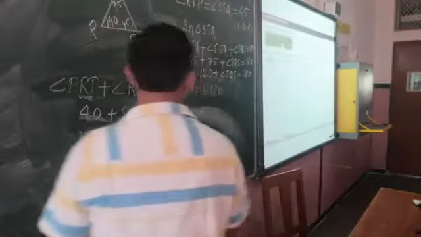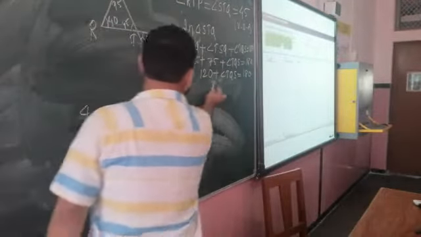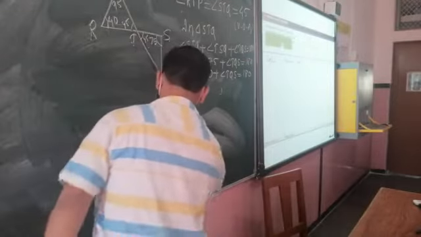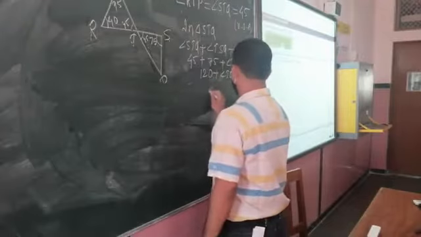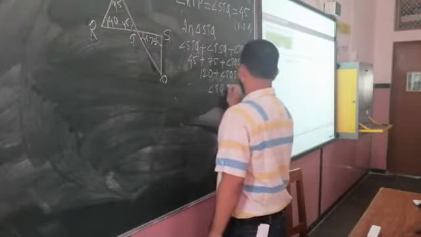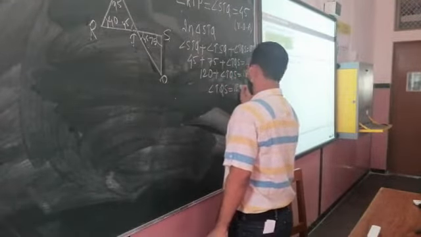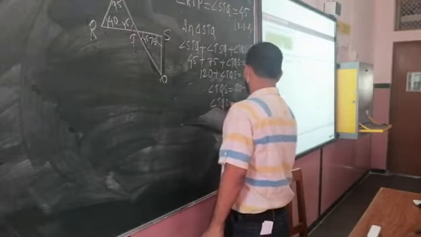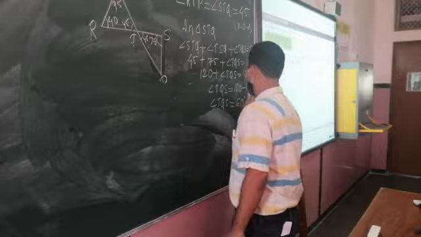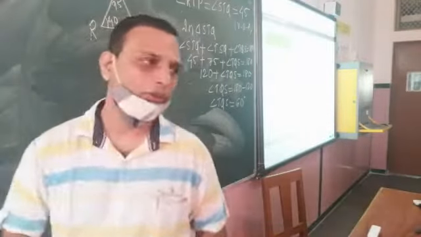Now we can do one thing. This 180 we can subtract 120 from. So what is the answer? 60 is the answer. You can write TQS is equal to 180 minus 120. It is equal to how much? 60 degrees is the answer for the first question.